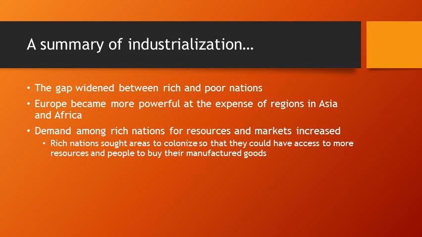And as more factories are built and more goods are produced, the demand in rich nations for resources and for markets increases. This is going to lead these rich nations to try and colonize other areas so that they'll have access to more natural resources and be able to sell their manufactured goods to people living in those areas. That's going to be our next ism, the topic of imperialism.